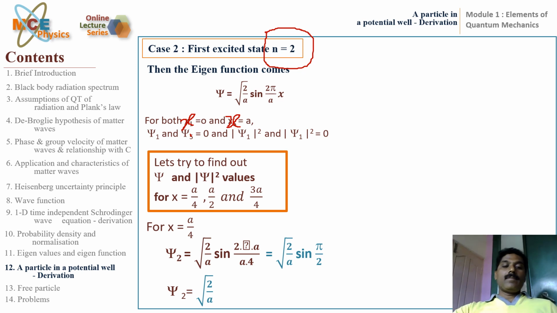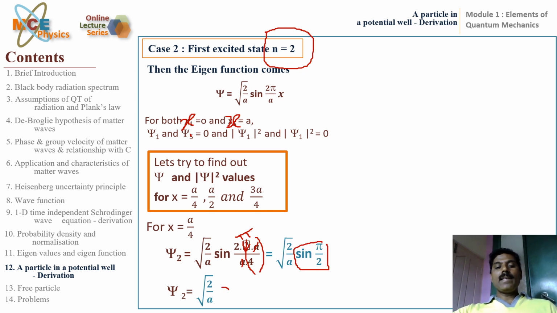Right. And for other values of x, let us try a by 4, a by 2, and 3a by 4, because they are important, as there is maximum variation at these points. So at x equal to a by 4, for example, in the place of x, I am putting the value, so it is root 2 by a sin of 2 pi into a by 4 divided by a. The a cancels, and 2 by 4 means pi by 2 remains. Sin pi by 2 is equal to 1.